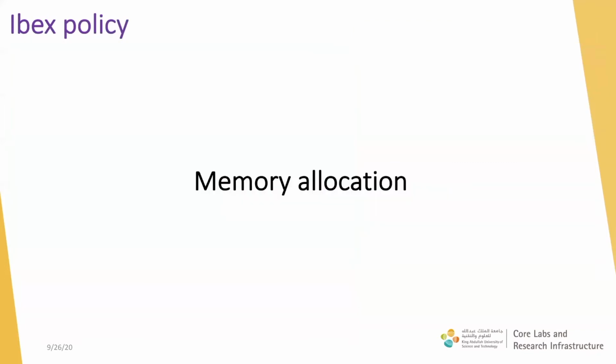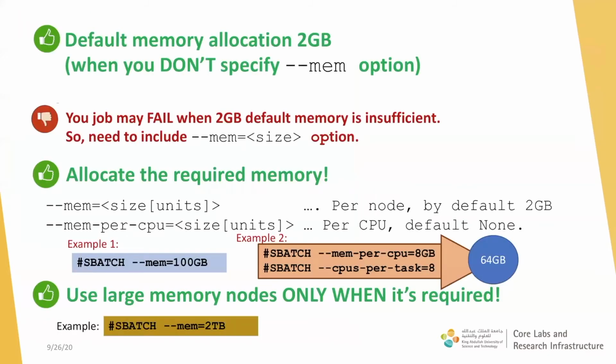Let us discuss memory allocation. The memory here refers to the main memory. In main memory, by default, 2 GB is allocated. If you are not specifying the --mem option in Slurm, 2 GB will be allocated per job. In case your job is a more memory intensive workload, your job may fail if you are not specifying the --mem size. In this case, you need to allocate the required memory.